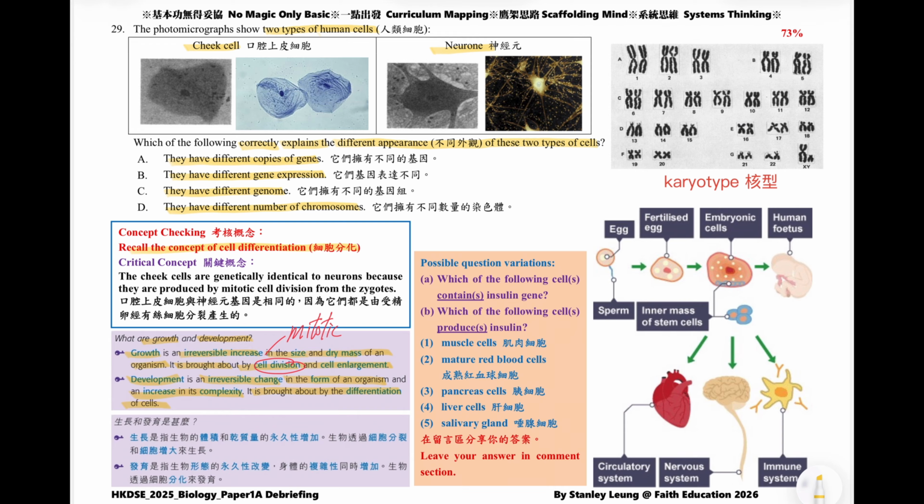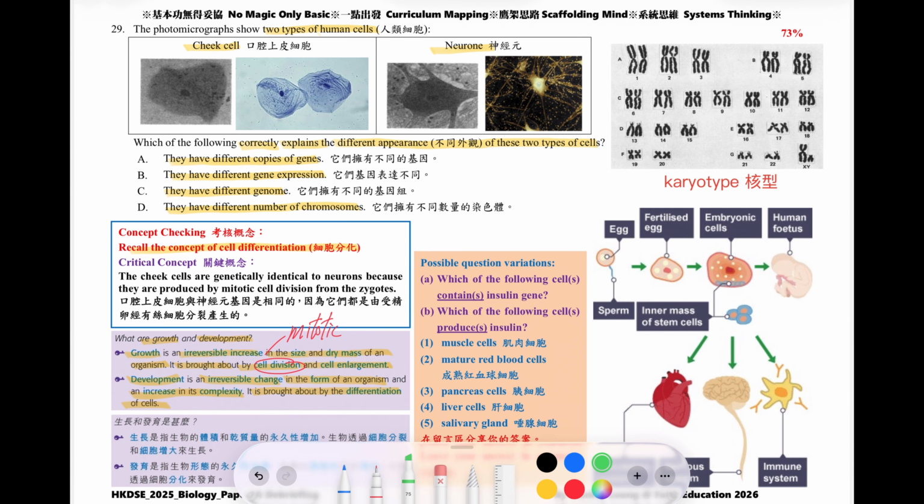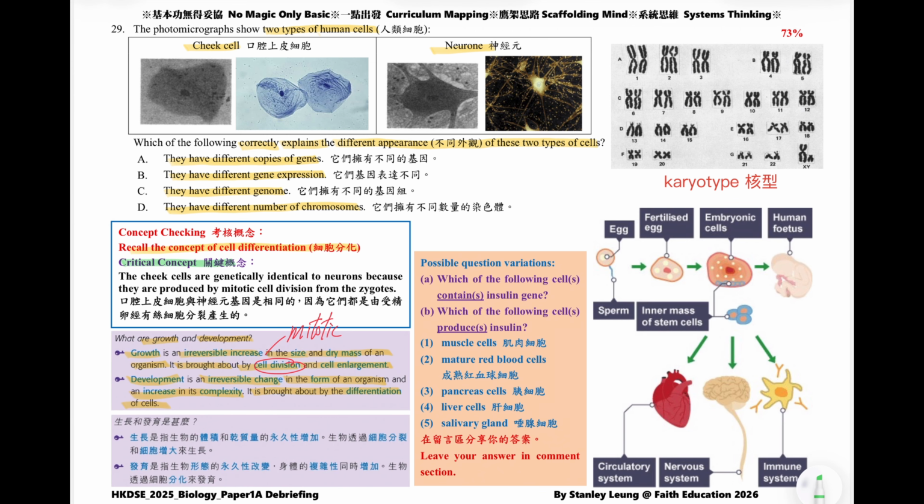For this question, the critical concept is that the cheek cells are genetically identical to the neurons, because they are produced by mitotic cell division from the zygote. After fertilization, the fusion of egg and sperm gives the fertilized egg, the zygote, which carries out mitotic cell division to develop into an embryo and fetus.